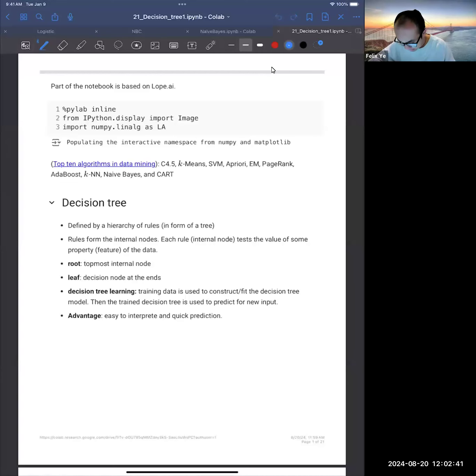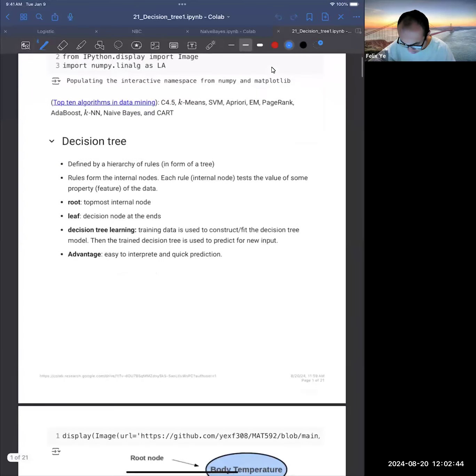Okay, so in today's lecture, we're going to talk about one of the extremely popular algorithms in machine learning. It's called decision tree. It is very popular in a lot of applications. So here is the basic information about the decision tree. Later on, we're going to introduce the algorithm, how to construct the decision trees with various methods.